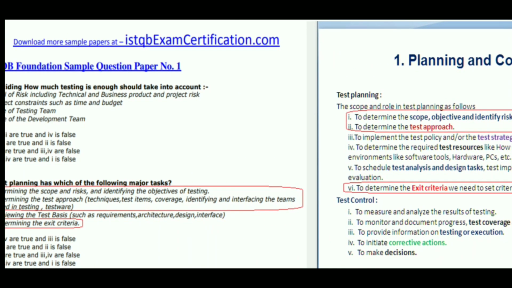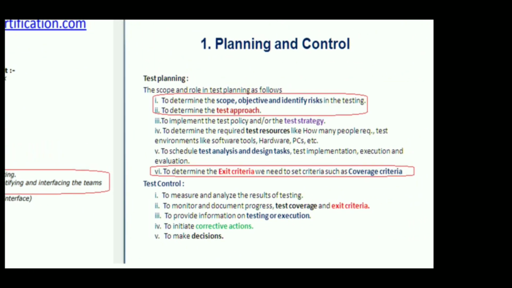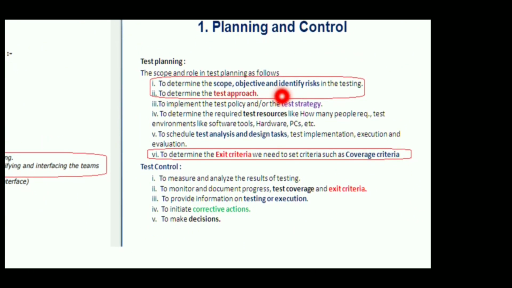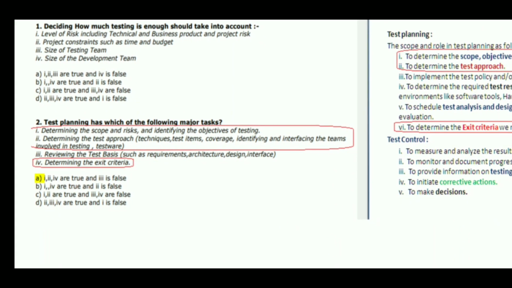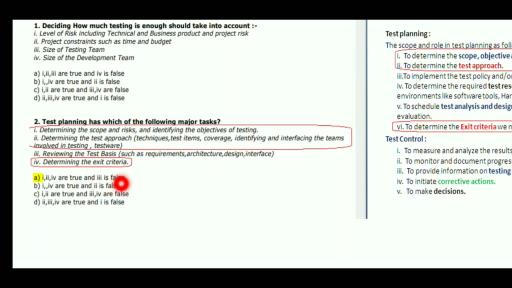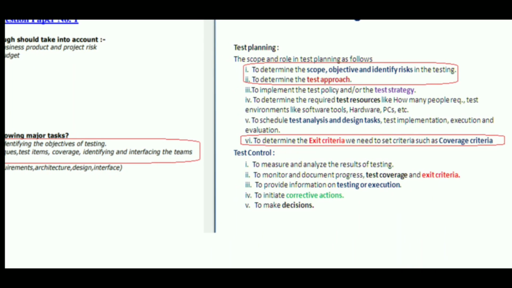So here the question is, test planning has what? All right, so here it is determine the scope, determine the test approach, and determine the exit criteria. So these are the three answers, so the answer will be option A. In this way only you have to remember and answer. All right, so this is not something like giving theory to read, but rather the key points given by the ISTQB are mentioned here, and you have to remember each and everything so that you can answer it properly.